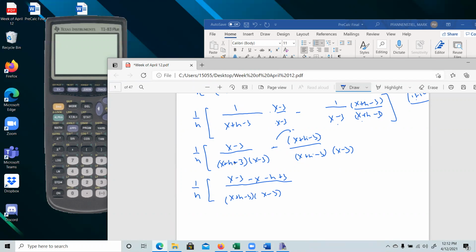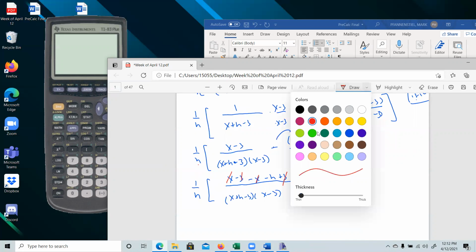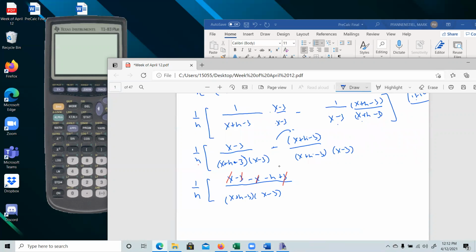And now we're going to combine some terms, right? We have a couple of x's; they're both going to cancel. We have a plus 3, we have a minus 3. I said that in the wrong order, but still. So here we go. We have a negative h over x plus h minus 3, x minus 3.